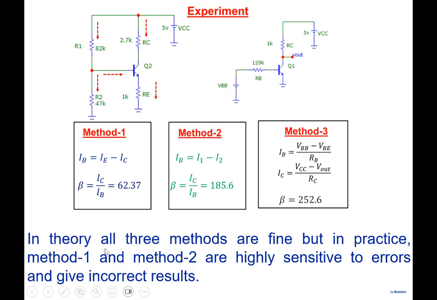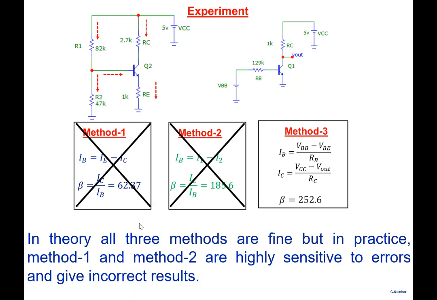So in theory, all three methods are fine. This one, and this one, all three are fine. In practice, method 1 and method 2 are highly sensitive to errors and will give you incorrect results. Never use them. Use this particular method here. This is far more reliable. So the value that I got is 252.6 here. This is far less sensitive to errors. I would believe this and will say beta is around 252. Beta value is 252. Okay? All right.